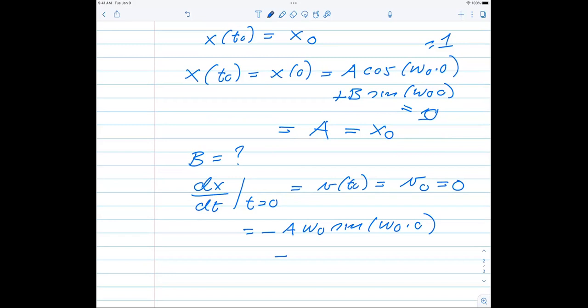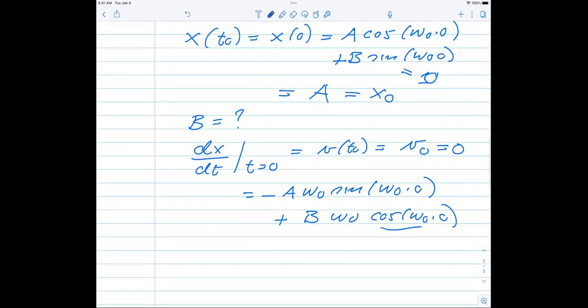And then we have plus b times omega 0. And omega 0 is different from 0. And then we have cosine of omega 0 times 0. So this quantity is obviously equal to 1, as we know. This quantity here is equal to 0. So that means that we know that v0 is equal to 0. And that is equal to b times omega 0.